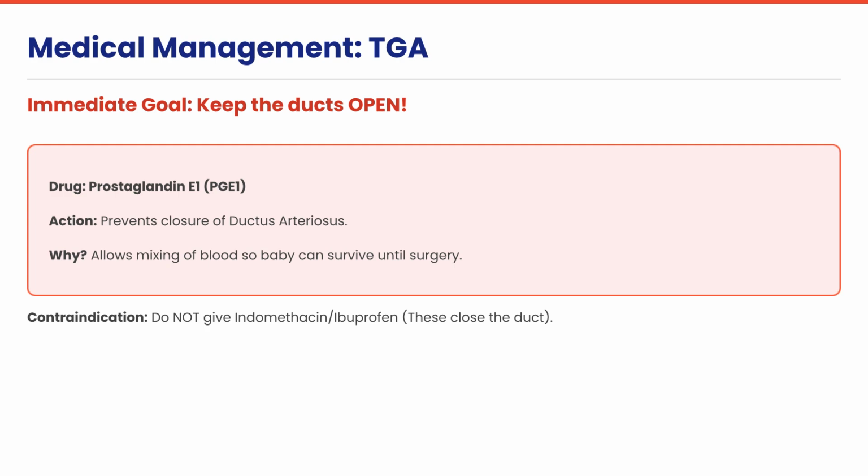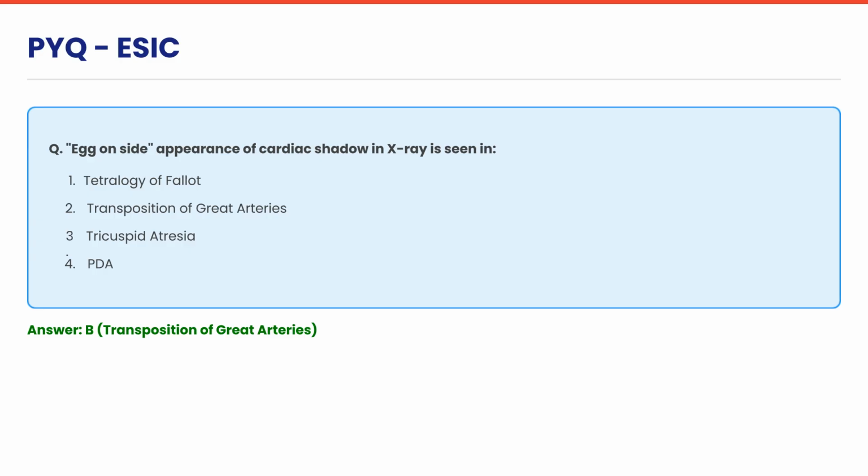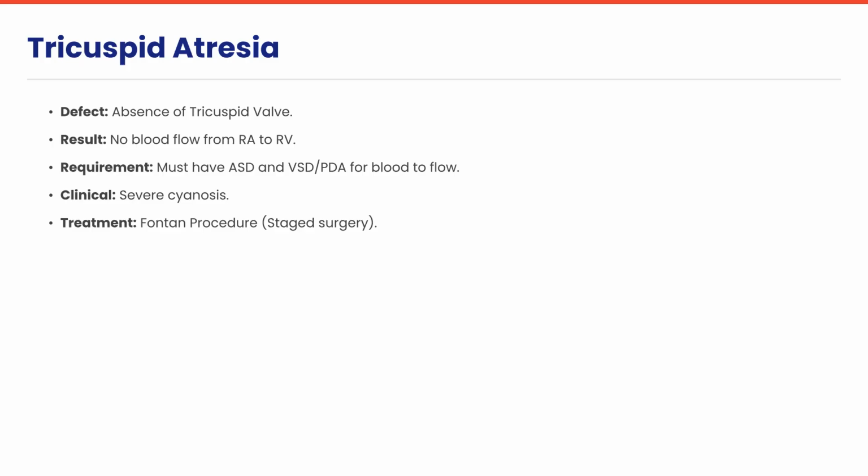The immediate medical goal is to keep the ductus arteriosus open. Prostaglandin E1, or PGE1, is administered to prevent its closure, allowing blood mixing until surgery. The egg-on-string appearance is seen in transposition of great arteries.